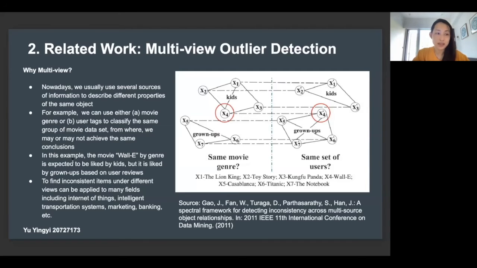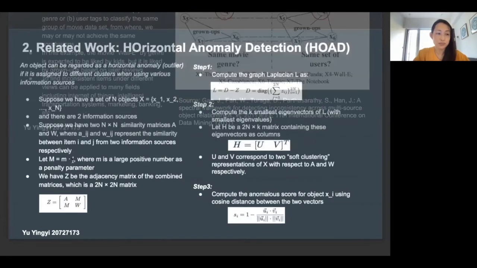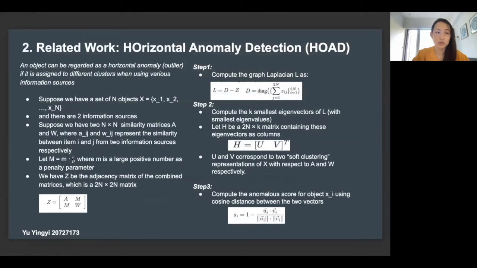Also, finding inconsistent items under different views can be very useful in many fields, including Internet of Things, intelligent transportation systems, marketing or banking, and etc. So, what's the definition of a horizontal outlier? We say if an object is assigned to different clusters when using different information sources, it is a class outlier.